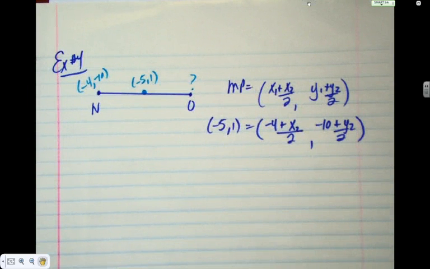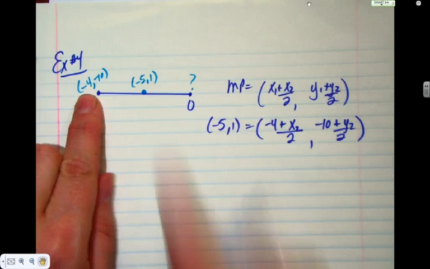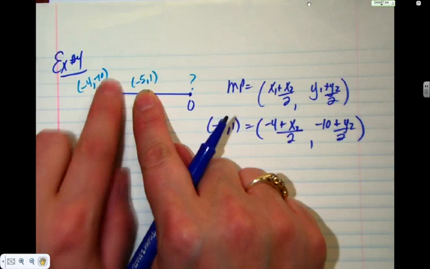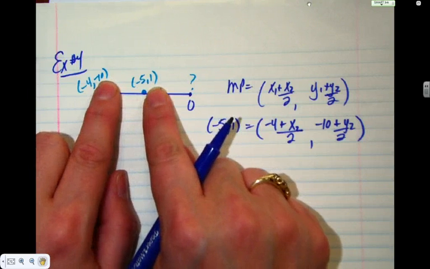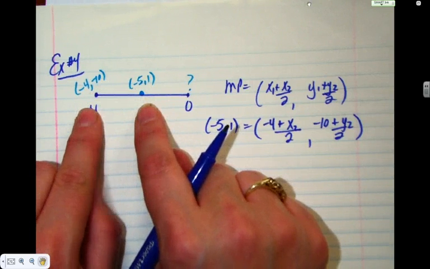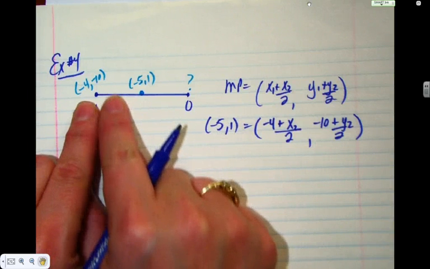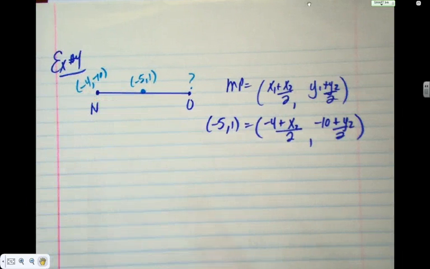Here's a really common mistake. People are going to say, well, -4 is x1 and -5 is x2, and they're going to add them together and divide by 2, and then take the -10 and 1 and add them together. Why is that incorrect? What would that find? The midpoint of this little section. Is that what the question is asked for? No, so I'm not just taking them and adding them together. I have to work backwards.